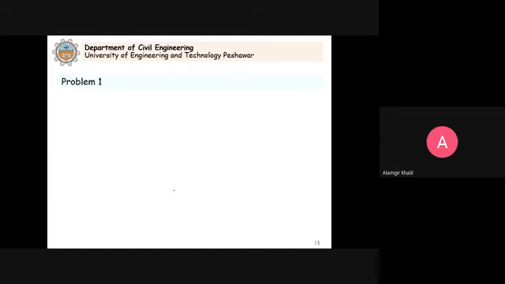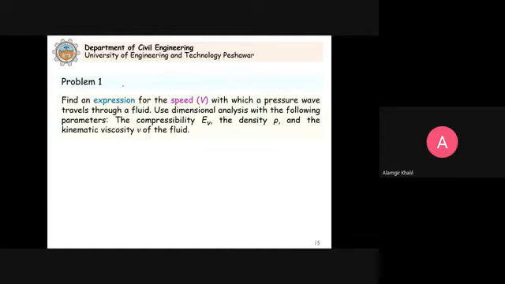Let us take another example. This was a very simple case. Find an expression for the speed, the velocity with which a pressure wave travels through a fluid. Use dimensional analysis, use the Rayleigh method with the following parameters: the compressibility E_V, the density rho, and the kinematic viscosity nu of the fluid.